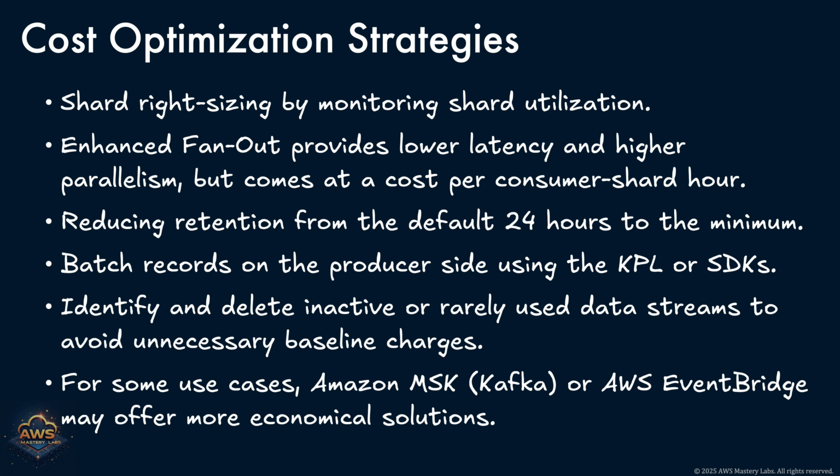First up is shard right-sizing. Shards are the backbone of your stream's capacity, but over-provisioning them leads to unnecessary costs. Use CloudWatch metrics to monitor ingestion and retrieval throughput and adjust your shard count accordingly. Regular splitting or merging of shards based on usage patterns can help maintain the sweet spot between performance and spend.